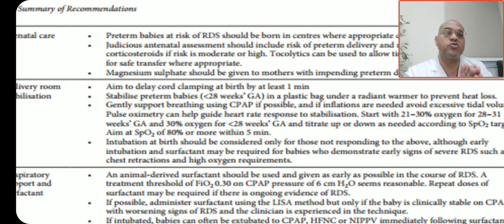What is the target oxygen saturation at the time? It will be 80% or more within 5 minutes. You call it oxygen target saturation. In the first minute it will be 60 to 65. In 5 minutes it will be 80 or above. This is our oxygen target saturation, and you have to titrate the oxygen requirement based on the target oxygen saturations.